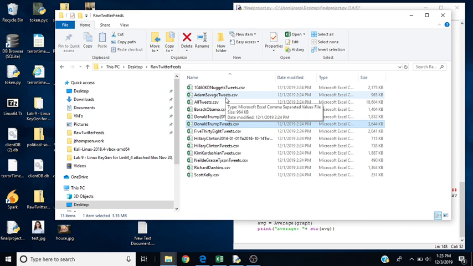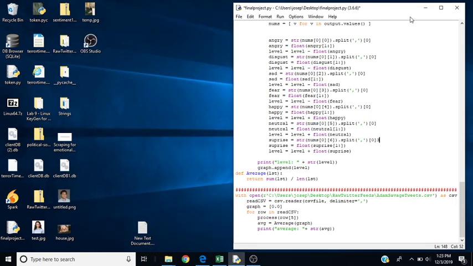Each row is giving me the timestamp, the tweet itself, user information, things like that. I was mainly only working with the tweets themselves for my project, not any of the user information or timestamps, and that's something that you could add to my project.